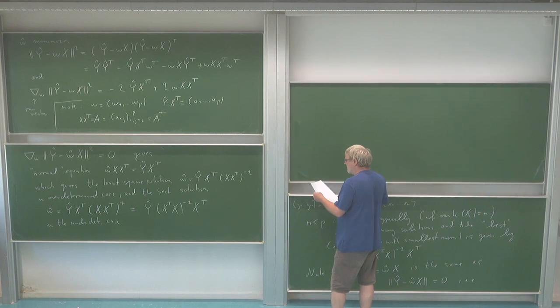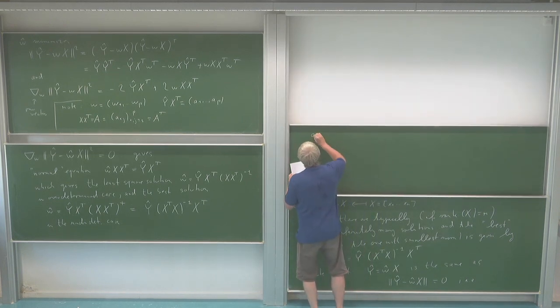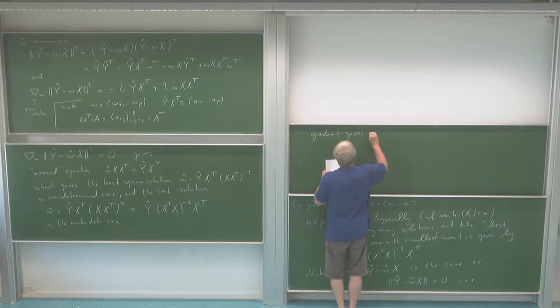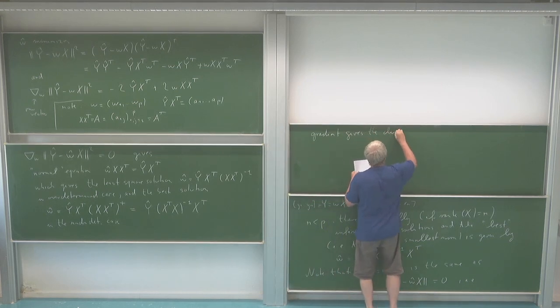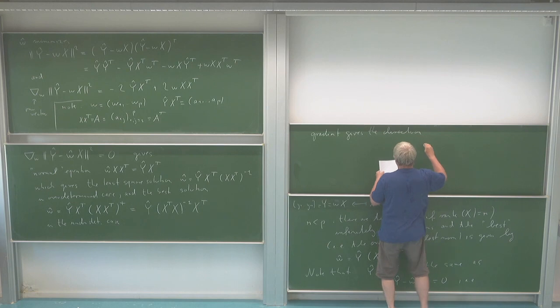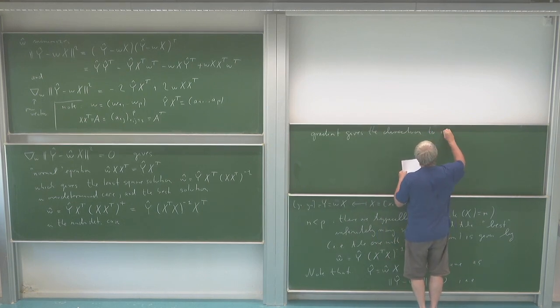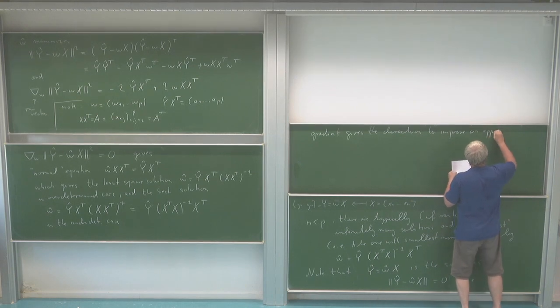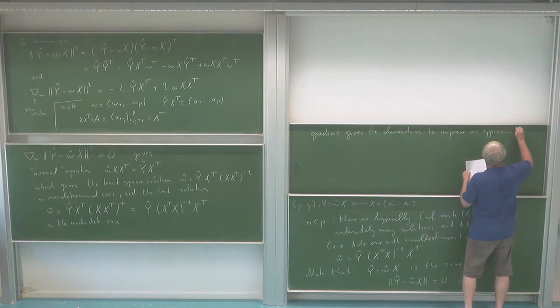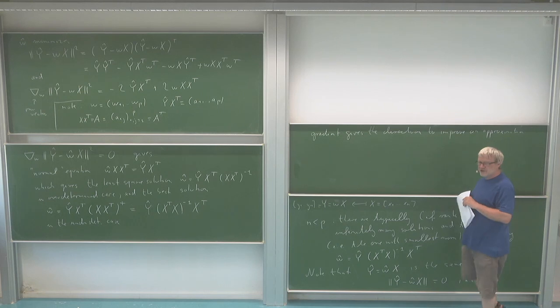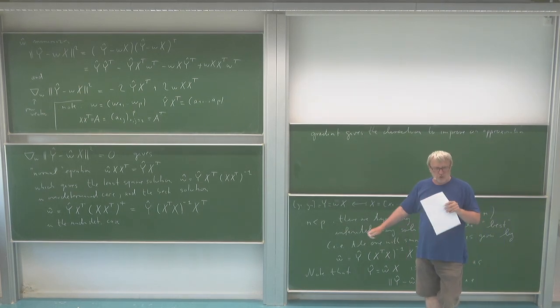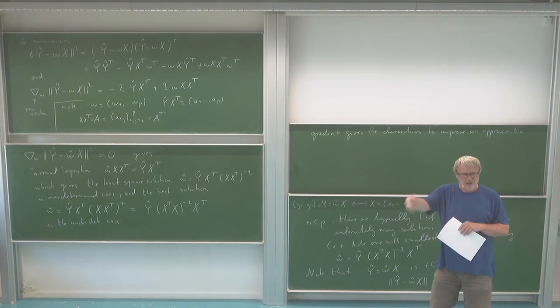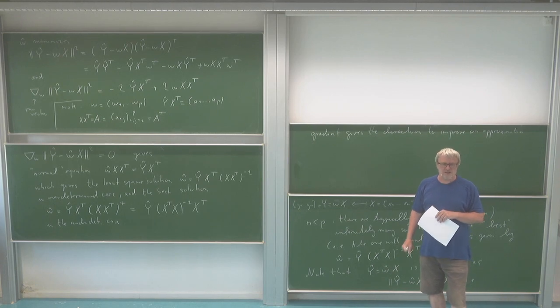So the gradient gives the direction to improve an approximation. So now we say, okay, we don't know what the solution is, but we start somewhere. It's not the correct one, but then we are going to improve it by going in the direction of the gradient, or opposite to the gradient.